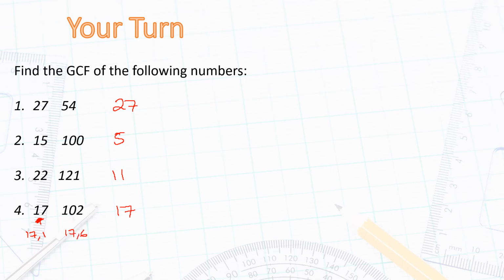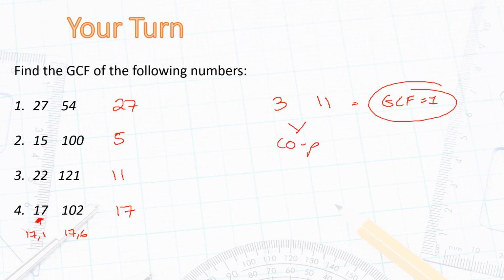If two numbers are co-prime, so say I put up 3 and 11, and I said, what's the GCD? You'd be like, well, their only common factor is 1, so the GCF must be 1. This is what we call numbers that are co-prime. And they don't have to both be prime numbers. Like I could do 3 and 10, or let's see, 77 and 10. So both are not prime numbers.